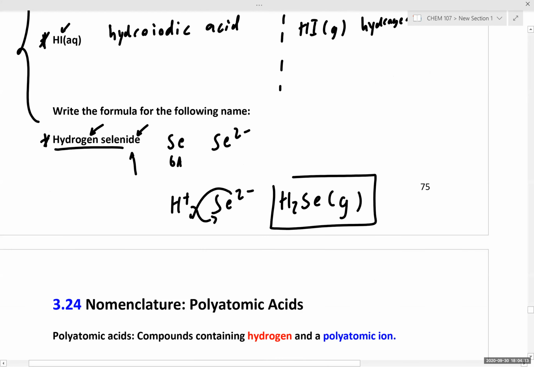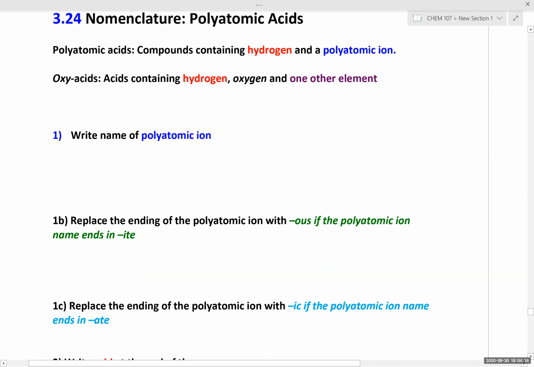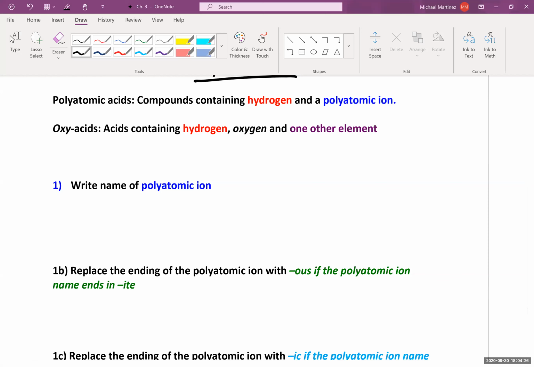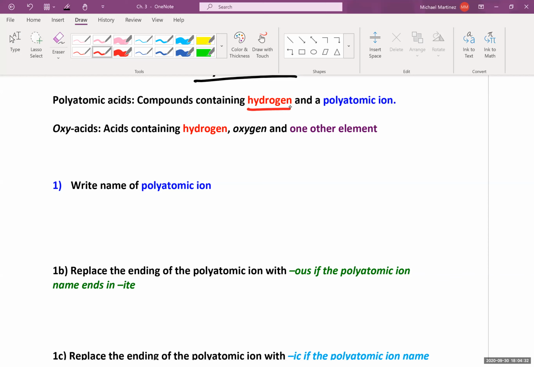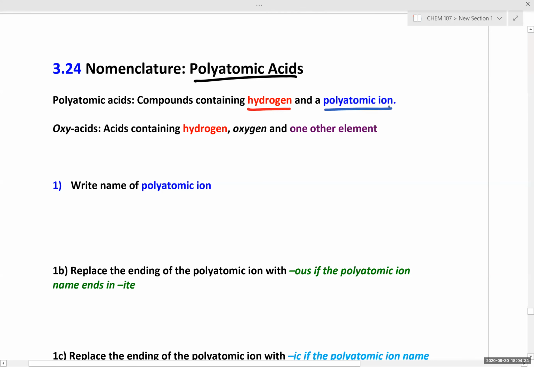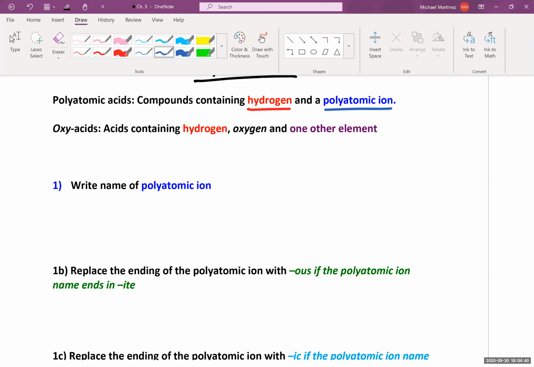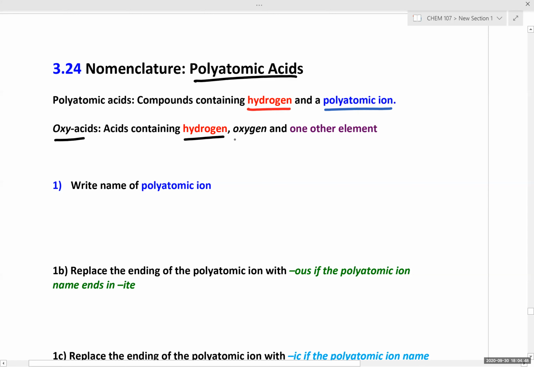Okay, so let's talk about another subclass of compound. In this case, these are our polyatomic acids. Polyatomic acids are compounds containing, as their name implies, hydrogen and a polyatomic ion. Now, oxyacids are a common variant of polyatomic acids in that they're acids containing hydrogen, oxygen, and one other element.